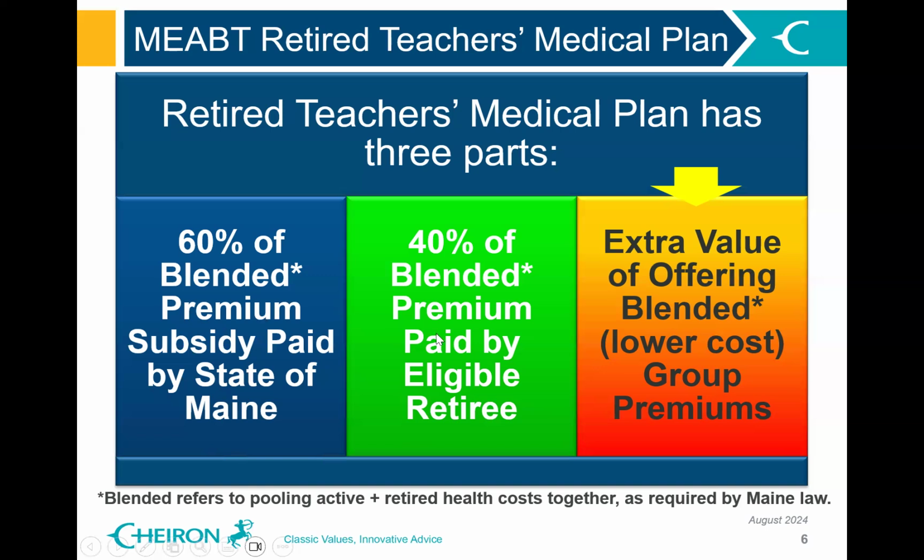Blended premiums are lower than the value of the coverage because by law, those rates need to be pooled with actives and retireds. And that results in a lower rate because actives who are younger generally have lower costs.